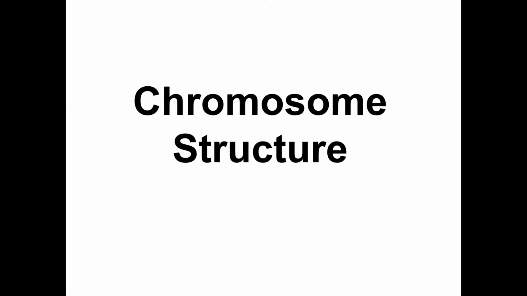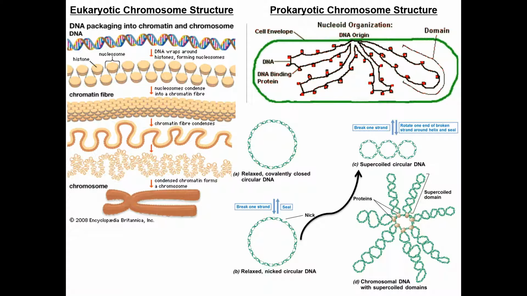Alright, so next we're going to talk about chromosome structure. Now, you should have already read about chromosome structure when we discussed mitosis and meiosis. So I'm going to very briefly review this topic and then we're going to move on. In terms of the overall structure of the chromosome, it differs between eukaryotic and prokaryotic chromosomes.